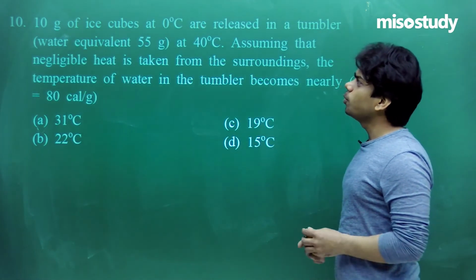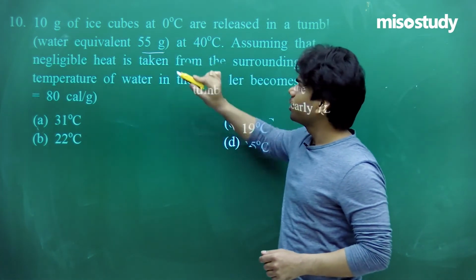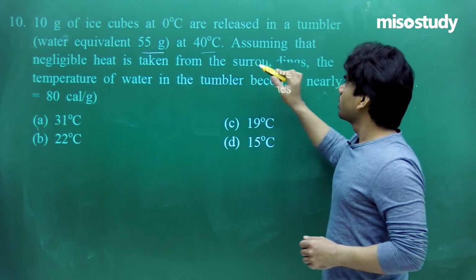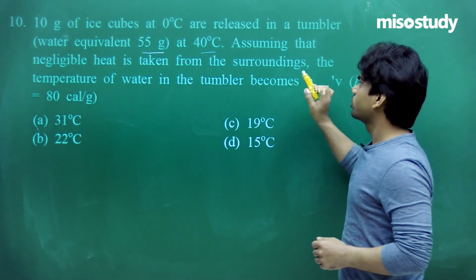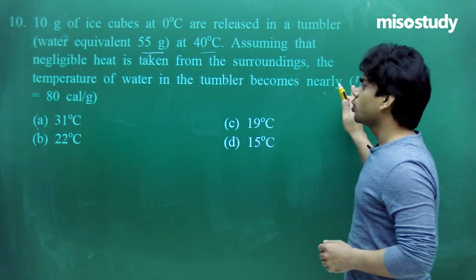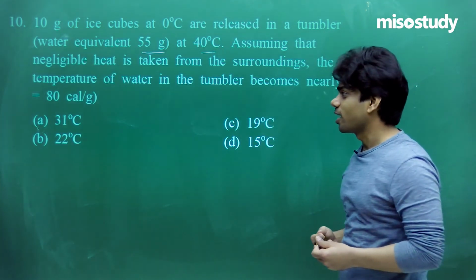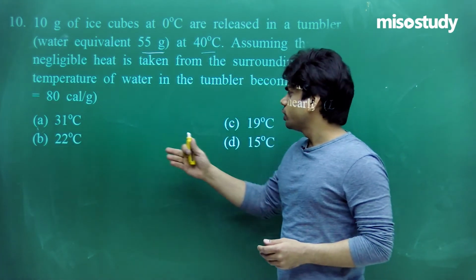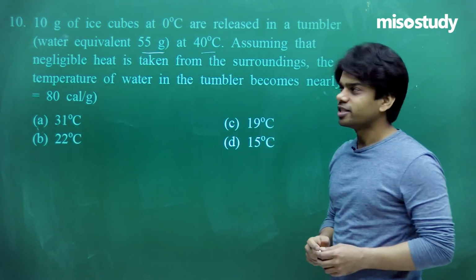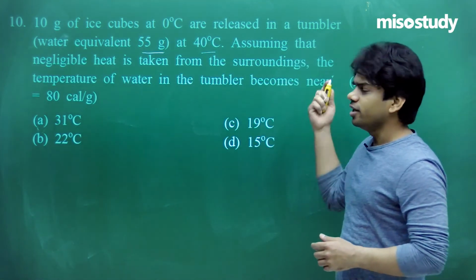10 gram of ice cubes at 0 degrees Celsius are released in a tumbler, water equivalent 55 gram, at 40 degrees Celsius. Assuming that negligible heat is taken from the surroundings, the temperature of the water in the tumbler becomes nearly, given L equals 80 calorie per gram, the latent heat of fusion of ice. A 31, B 22, C 19, D 15. Let's check which of the options matches.